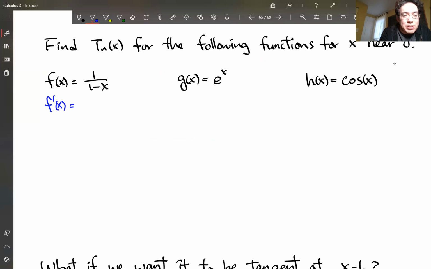So the first derivative is going to be negative 1 over 1 minus x squared. And then by chain rule, I have to multiply by the derivative of 1 minus x, which is negative 1. So this becomes a positive sign. For the second derivative, I have to use the power rule. So negative 2 times 1 minus x, and you have to subtract 1 from the power. So the power was negative 2, now it's negative 3. And again, by chain rule, I multiply by negative 1, that becomes positive.